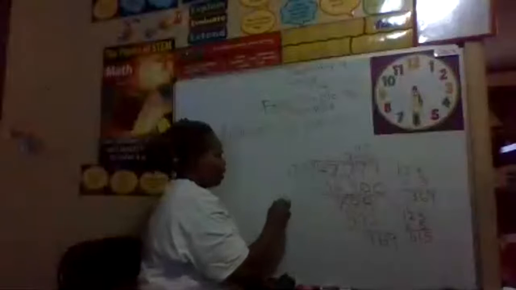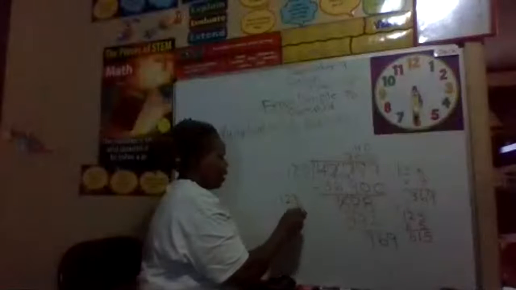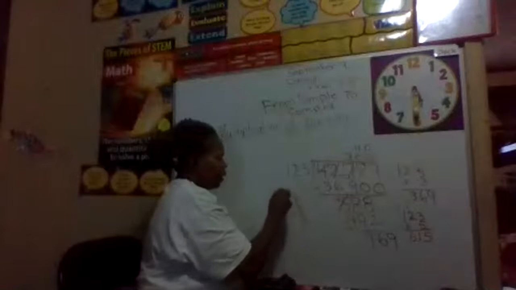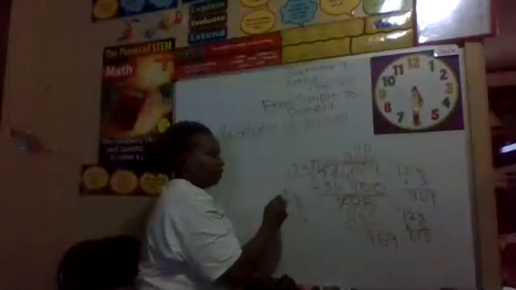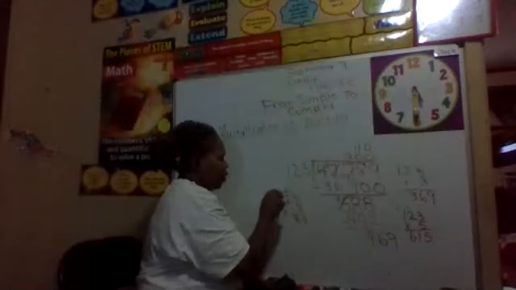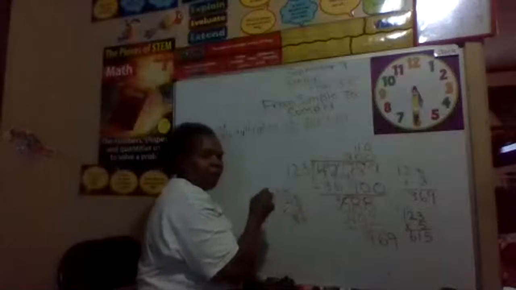All right? 123 times 8. 8 times 3 is 24. 8 times 2 is 16 plus 2, 18. Carry your 1. 8 times 1 is 8, plus 1, 9. 984. But we need 969.